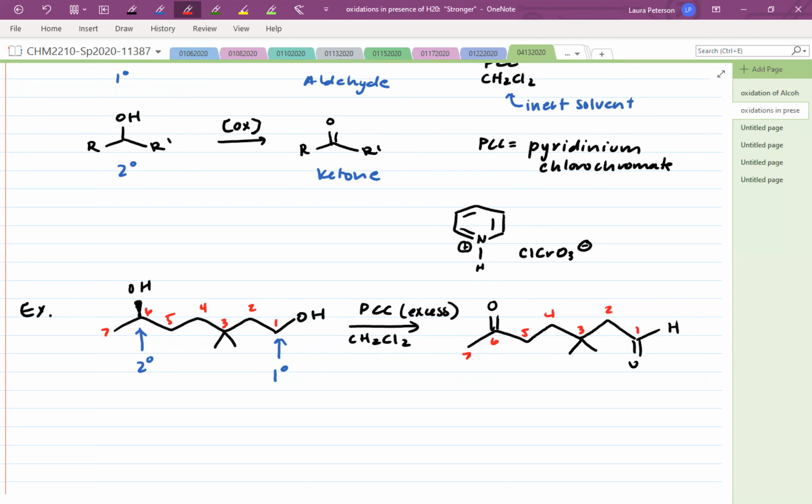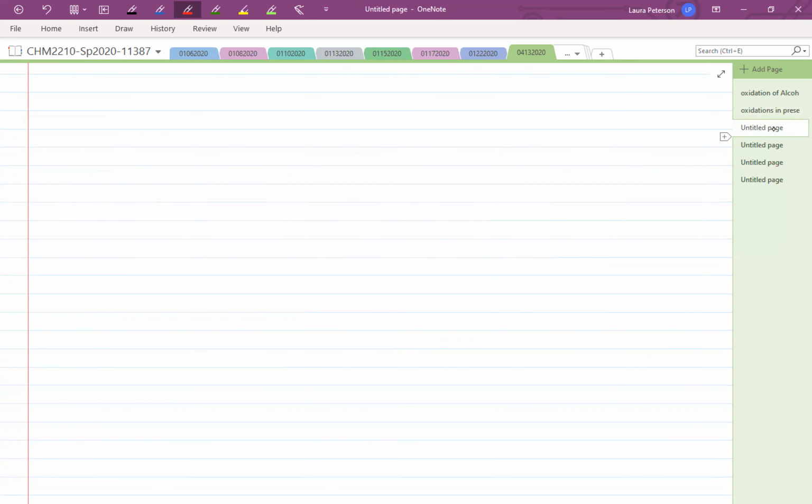Okay, so we have one last reaction that we need to talk about in this chapter, and so let's go ahead and introduce that. Okay, so our last reaction of this chapter, and then therefore of our exam 4 material, is this one. So it's called periodic acid cleavage of glycols.